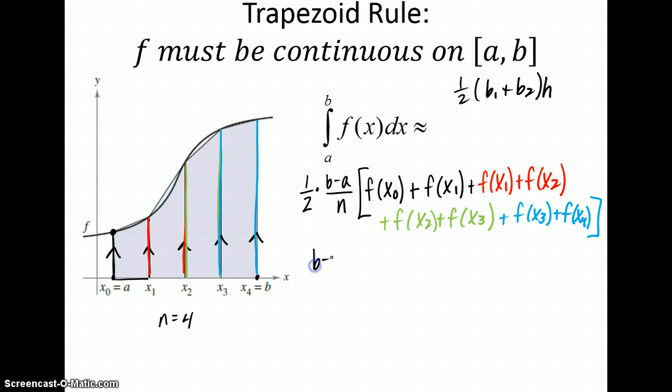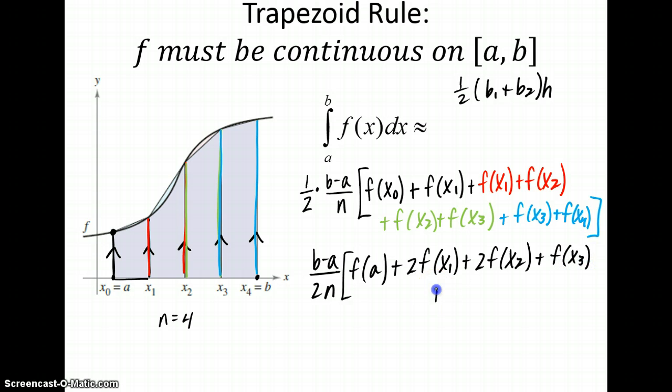So to clean this up a little bit, we would have b minus a over 2n, multiplying these. We start at whatever our a value of the function is, and then we double the next function values until we get to b. So the coefficients for the y values at our endpoints will always be 1, and the coefficients in between will be 2, because these trapezoids on the inside will always share a side. Now check out how many things we're adding together: 1, 2, 3, 4, 5 values. So for the trapezoid rule, your number of y values is always 1 more than however many figures you're using to approximate the region. Okay, let's look at some examples.